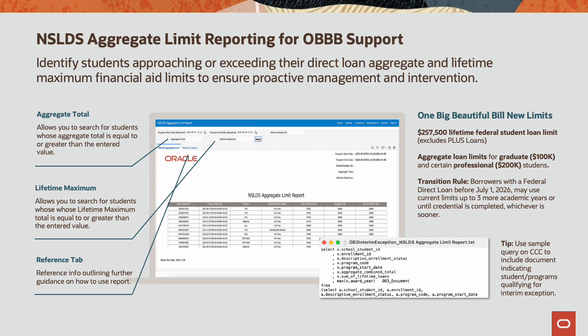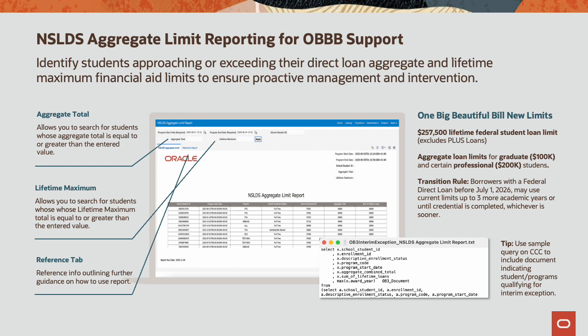Prior to these updates, you can continue to use a supplemental document to identify students and programs that qualify under the transition rules, and use the sample query that was provided on Cloud Customer Connect to help you update this report with the relevant interim exception data.